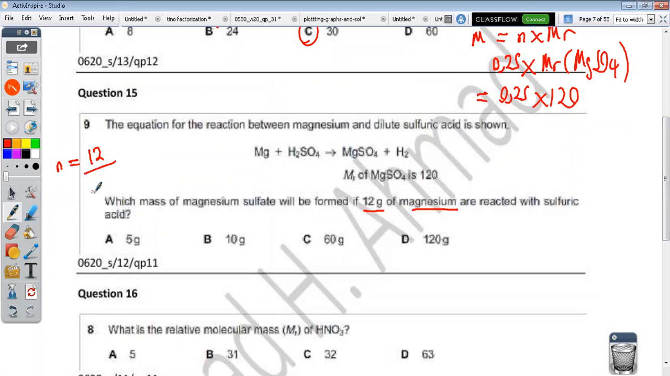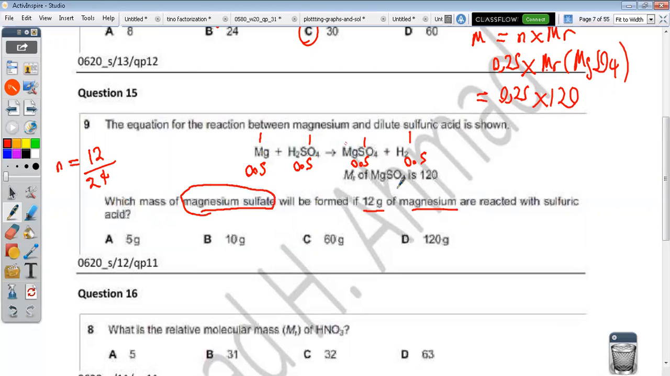12 divided by magnesium, which you said is 24, and you can check in your periodic table. So it means we used 0.5. This is 1:1:1:1, so we should also be using 0.5 of the acid, producing 0.5 of this, producing 0.5 of that.